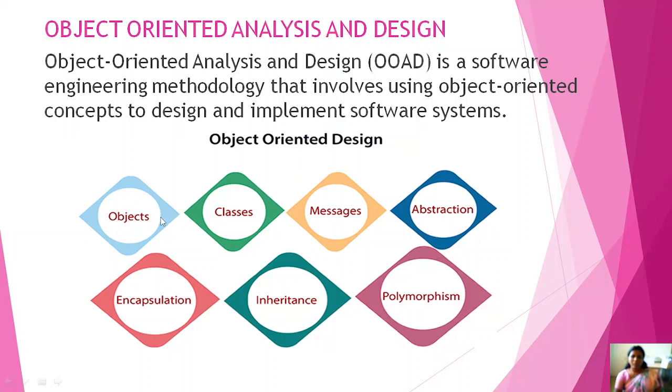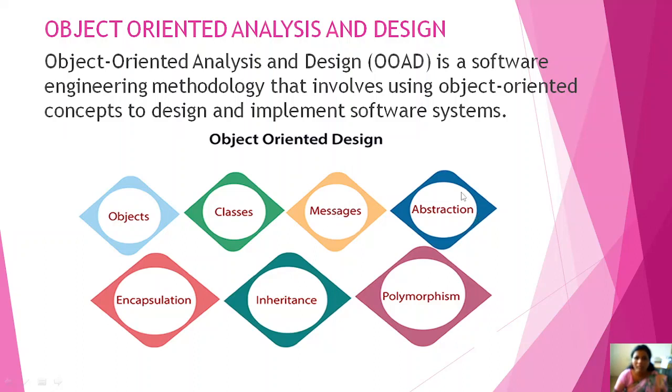The first one is object. An object is an instance of a class. A class is a description of a set of objects that share some attributes, operations, relationships, and semantics. And next comes messages. Objects communicate among themselves inside a program with the help of message passing.